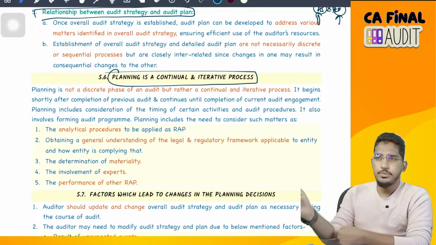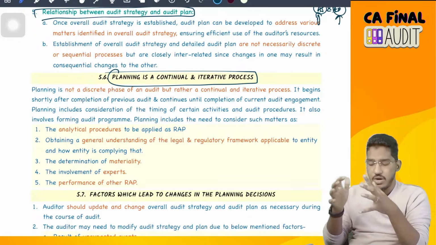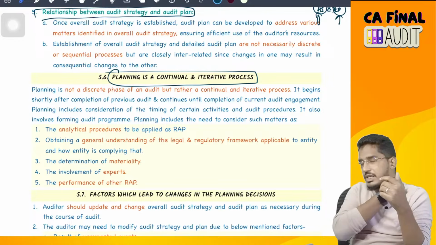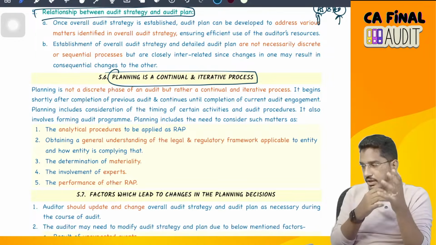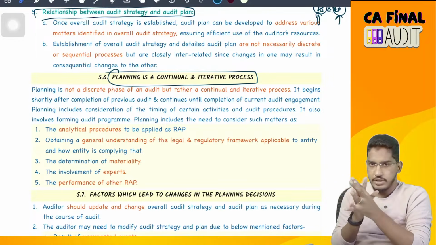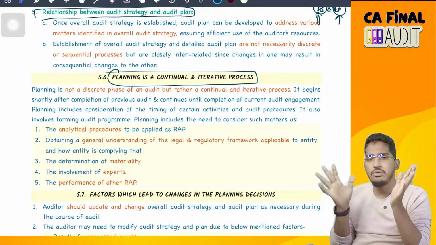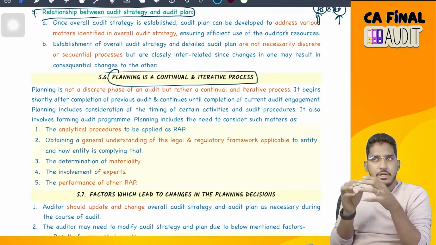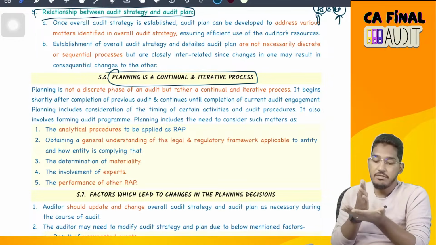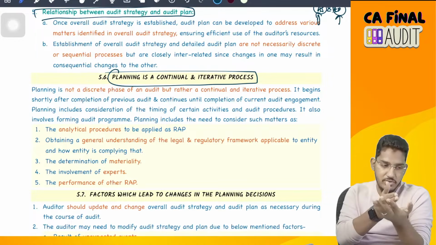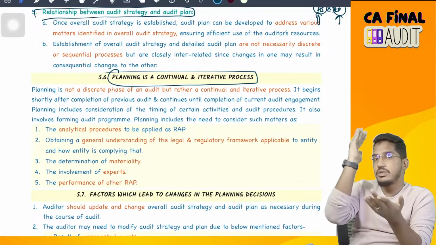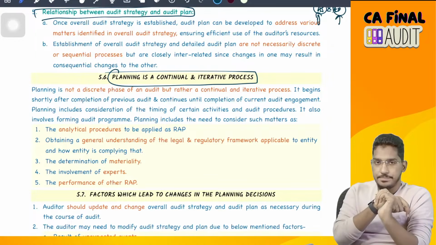iterative process. Iterative process means a repetitive process. It is not just some one-time activity. It is not like at the beginning of the audit, we have done the planning and we have ignored it. Planning is a continuous activity. It happens on a continuous basis, throughout the audit. And in fact, the process of planning will start from the completion of the previous audit engagement and it will continue till the completion of the current audit engagement.